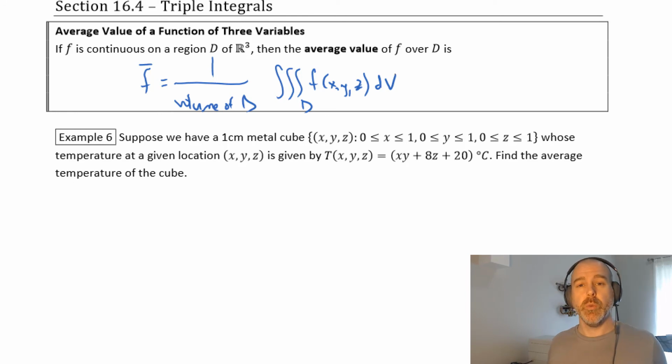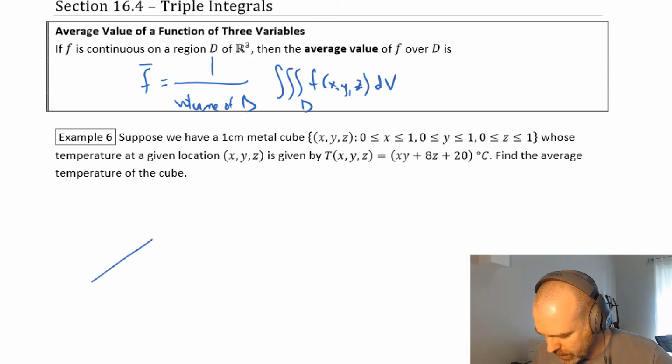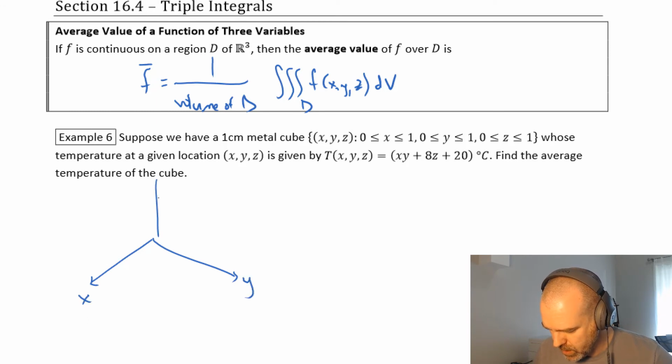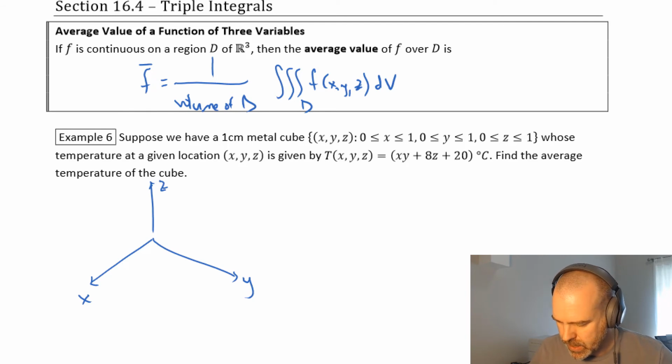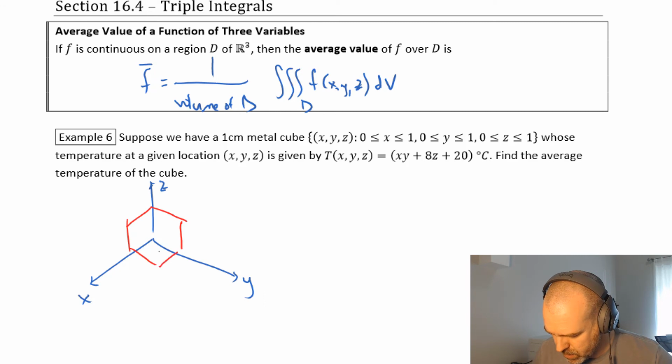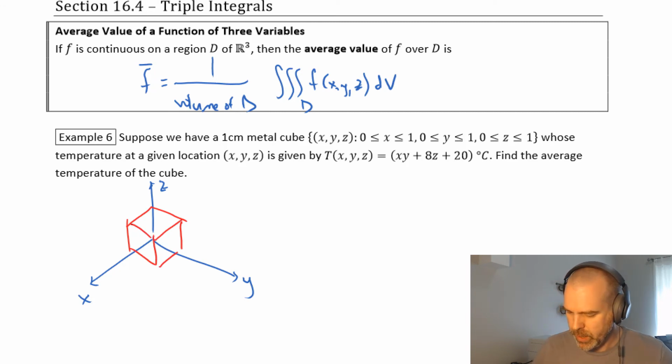Okay, so we are going to do one last example, and in this example we have a 1 centimeter metal cube that's 1 by 1 by 1, and we're going to center it at the origin to make things simple. There's x, y, z. And we have a 1 centimeter cube. There's our 1 centimeter cube.